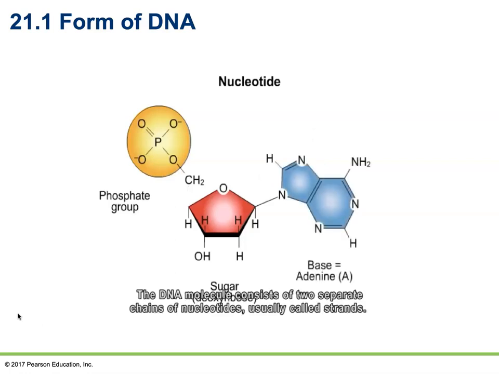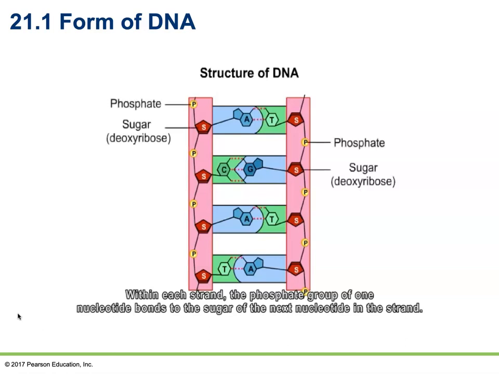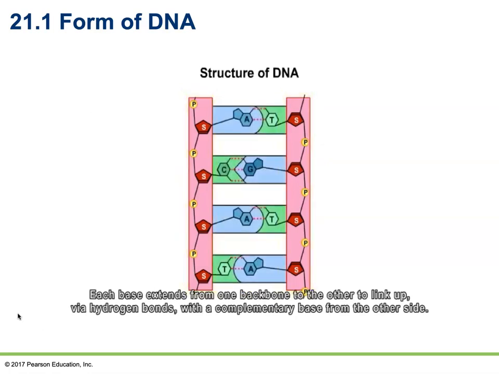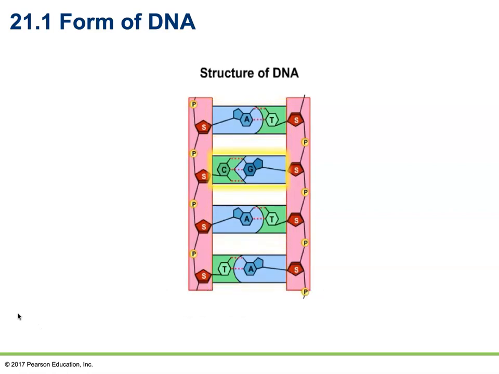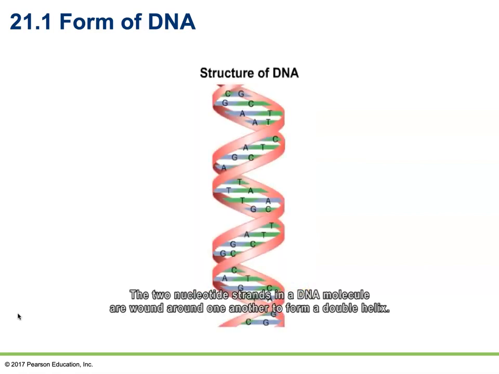The DNA molecule consists of 2 separate chains of nucleotides, usually called strands. Within each strand, the phosphate group of one nucleotide bonds to the sugar of the next nucleotide in the strand. This bonding pattern produces a backbone of alternating covalently bonded sugars and phosphates. Each base extends from one backbone to the other to link up via hydrogen bonds with a complementary base from the other side. Base pairing is complementary, that is, A always pairs with T and G always pairs with C. The 2 nucleotide strands in a DNA molecule are wound around one another to form a double helix.